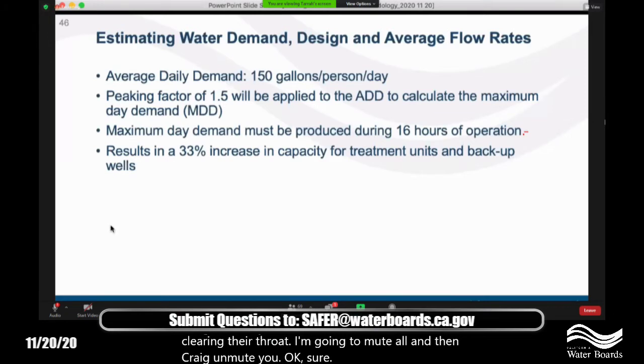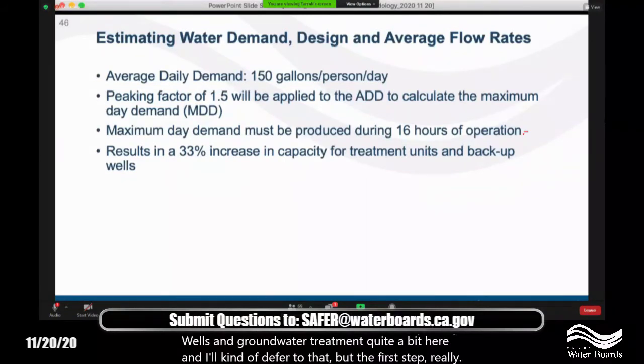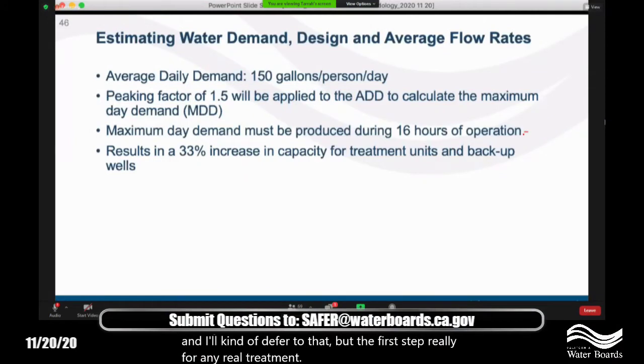All right, hopefully we're live again here. So with respect to the treatment costs, really the first step in all of this is getting a sense of, well, and I'll segue that by saying that most of the systems on the human right to water list are groundwater systems. So we do focus on wells and groundwater treatment quite a bit here. But the first step for any real treatment system is just getting a sense of how big it is.